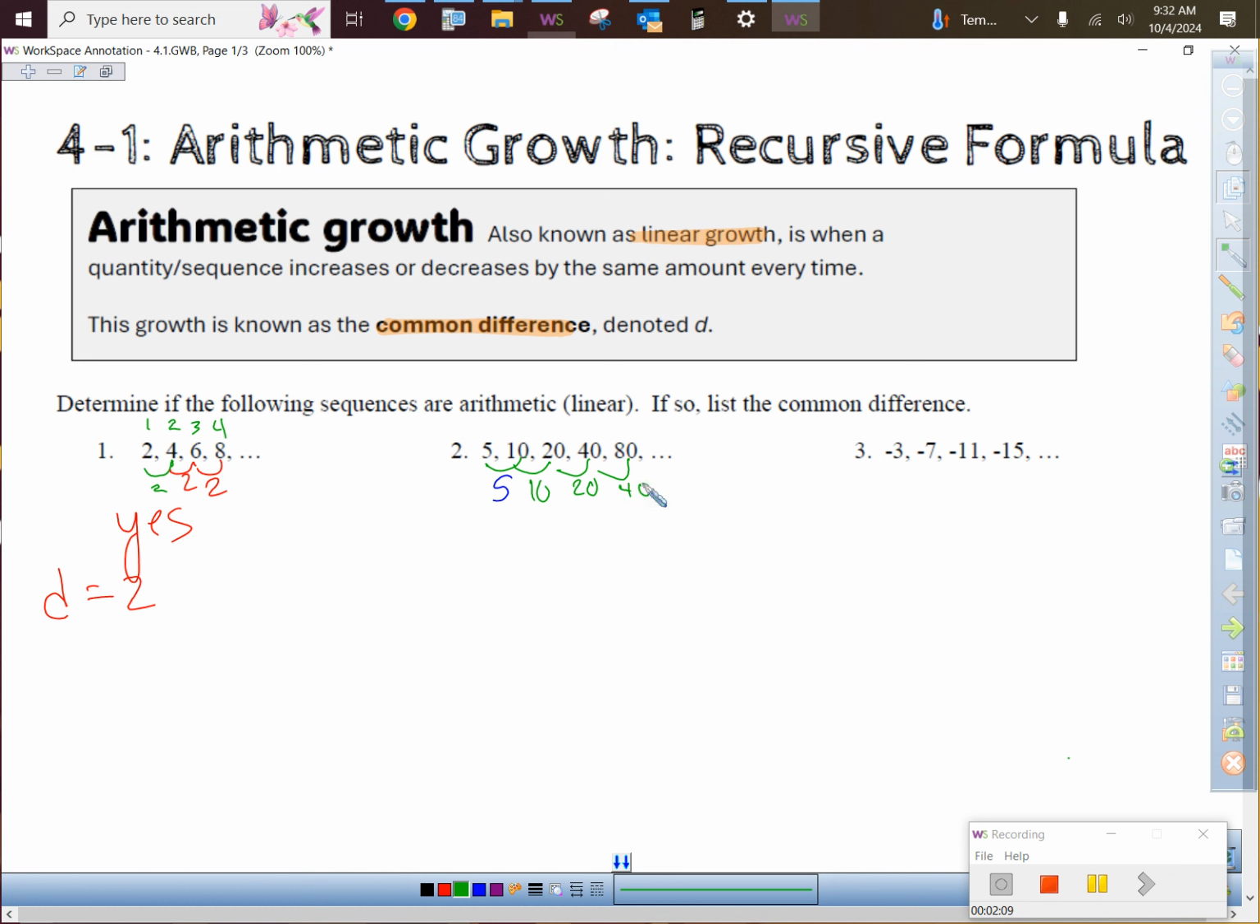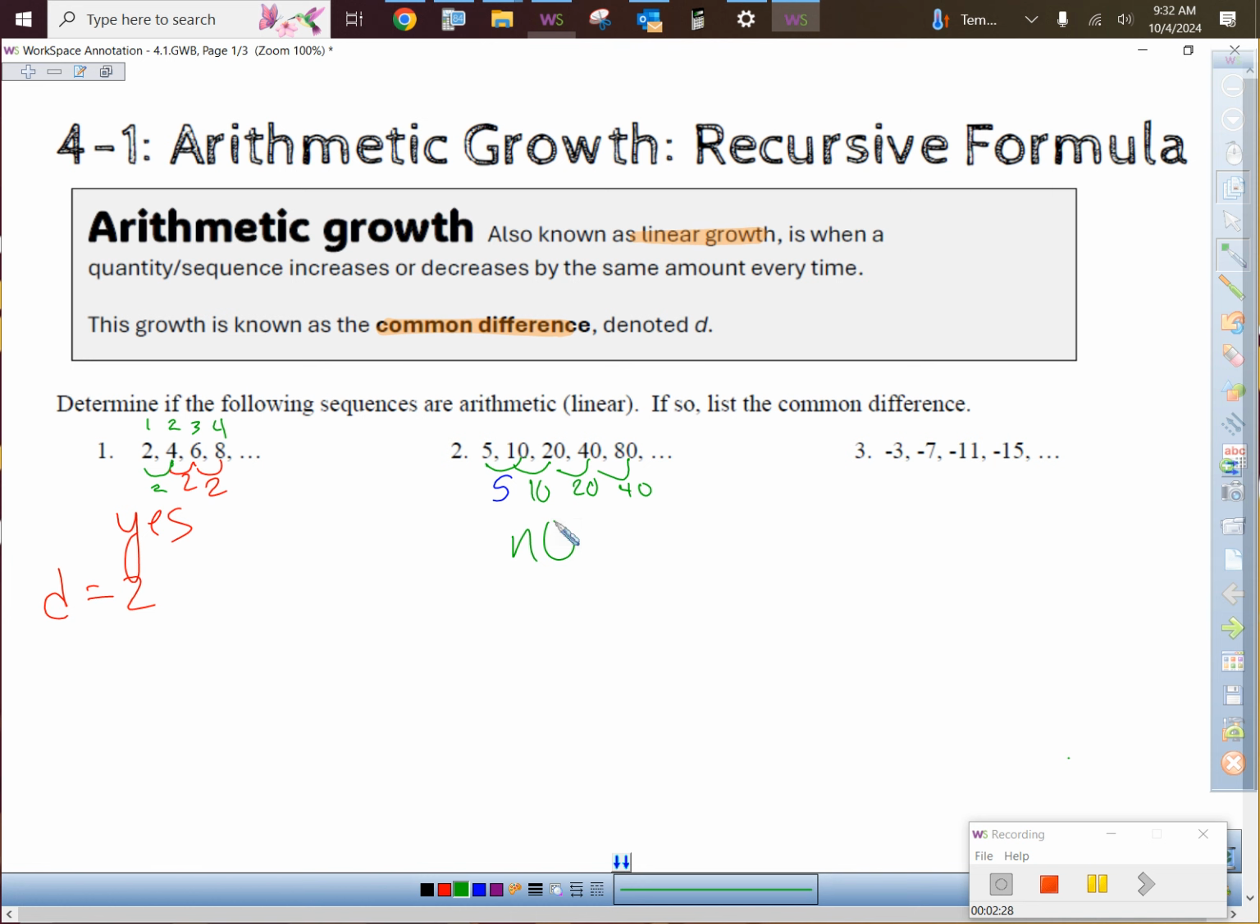Some of you are like, but Miss Funsfield, it's being multiplied by 2 every time. We'll get to that when we get to geometric sequences. I want to know if this is arithmetic. It has to go up or down by the same amount every time. Here it went up by 5, then it went up by 10, then it went up by 20, then it went up by 40. So that is a no. That is not arithmetic, right? Arithmetic is fancy for add or subtract.